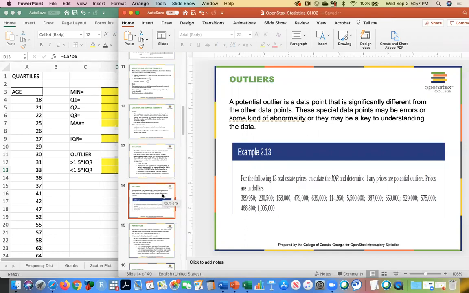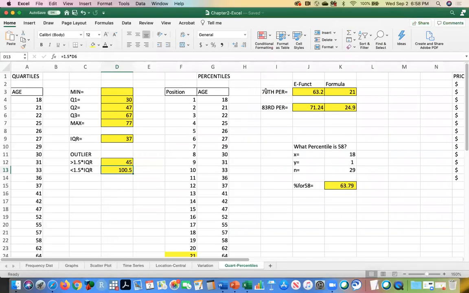So a potential outlier is a data point that is significantly different from other data points. These special data points might be errors or some kind of abnormality, or they might be a key to understanding the data, right? In some cases, the presence of outliers can be good information that we need to make an interpretation on the nature of the information.